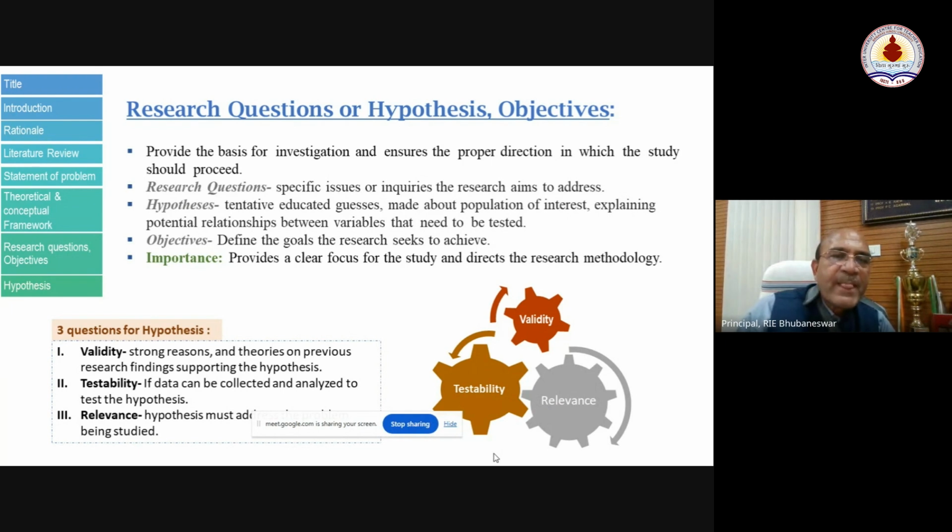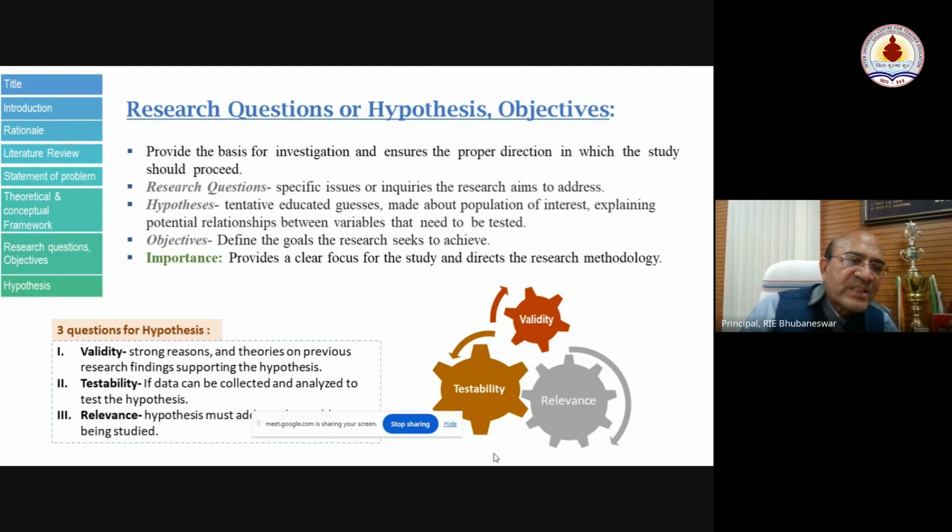So objectives, hypothesis, research questions. Objectives should be clear, should provide us proper direction to move further. Right? Objectives define the goals the research seeks to achieve. What is the importance of these? These provide a clear focus for the study and direct the research methodology.